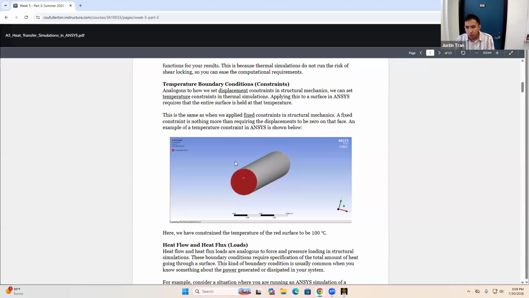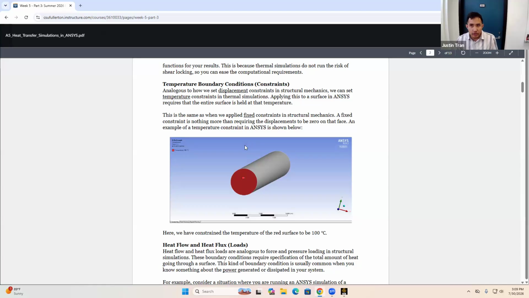So all of the structural boundary conditions that we've used so far, things like fixed supports, forces, pressures, all of that kind of goes out the window because those don't really have any bearing on the thermal response. So when we think about boundary conditions in a thermal simulation, you're thinking about boundary conditions on the temperature. That's the main difference: instead of solving for the deformation as you would in a structural simulation, you're instead solving for temperature.